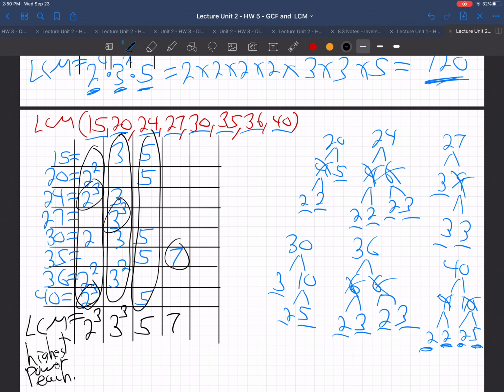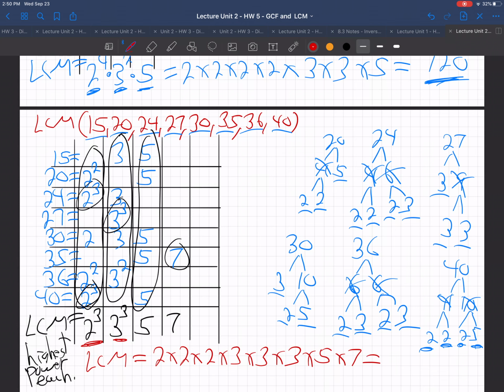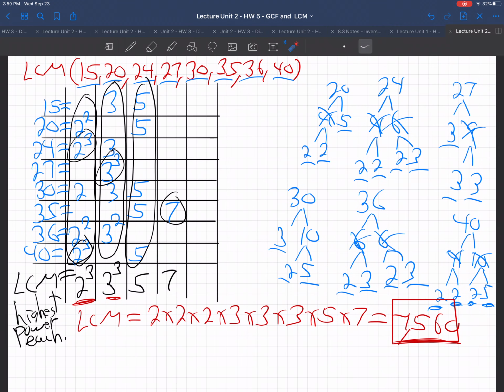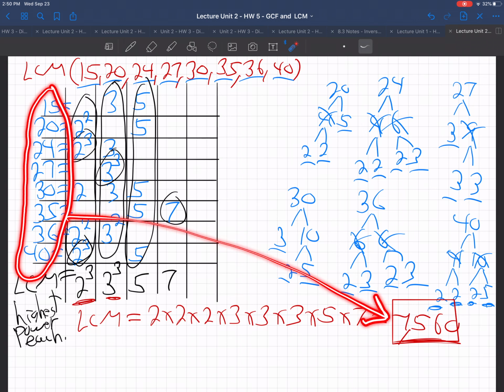So what is it then? The LCM will equal 2 times 2 times 2, right? 2 to the third. Times 3 times 3 times 3, 3 to the third. Times 5 times 7. So what's that? I'm getting 7,560. That is the lowest number that all those numbers divide evenly into. Does that make sense, what we just found? So in other words, all these numbers, 15, 20, 24, 27, 30, 35, 36, and 40, all will divide evenly into 7,560.